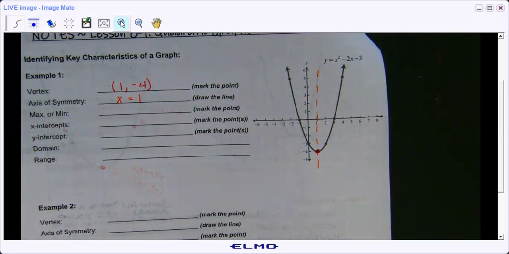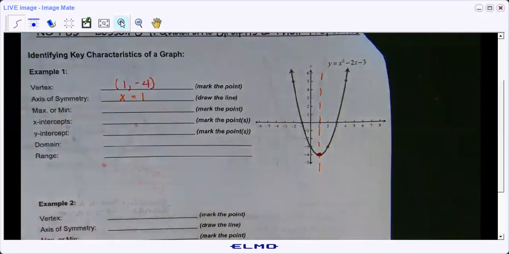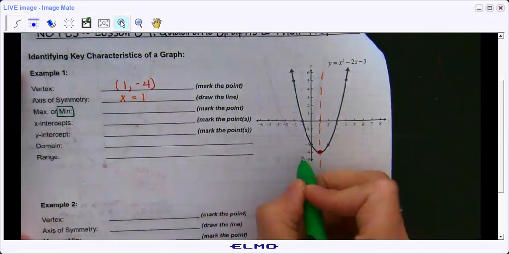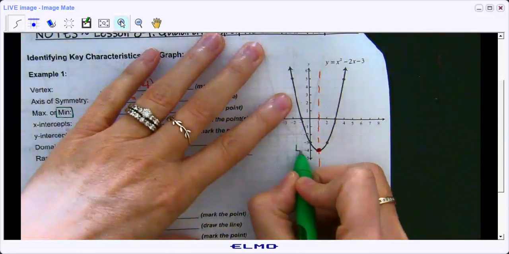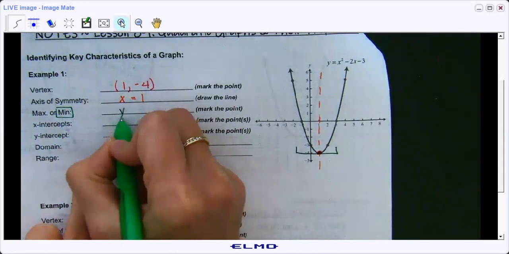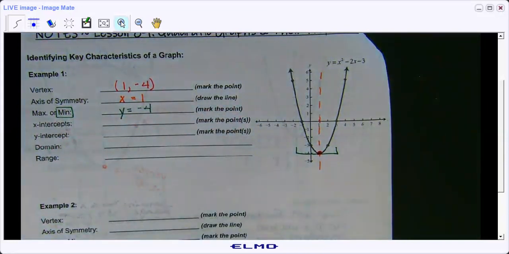Okay, now we have to look at this as, is it a maximum or a minimum? Look at your y value. Is it showing that your y is at the bottom of your parabola or the top of your parabola? If it's at the bottom, it's a minimum. If it's at the top, it's a maximum. So what would this be? Yeah, it's a minimum. Okay. And your minimum is at -4. So y equals -4. Your minimum will represent your lowest or highest y value.